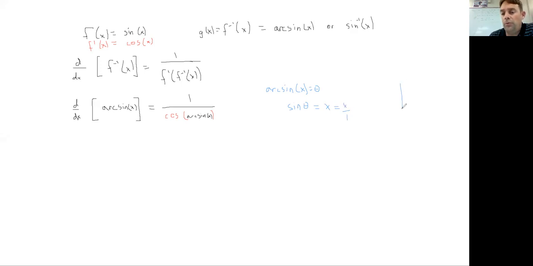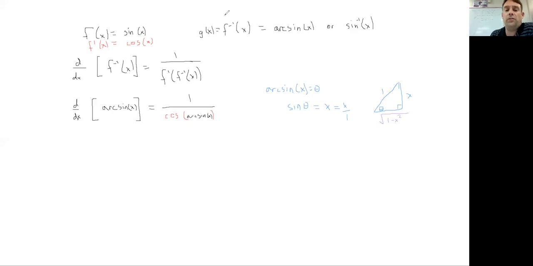Well, if I were to draw that triangle there, I get opposite over hypotenuse. And friends, do a little Pythagorean theorem, I'm pretty sure I get the square root of 1 minus x squared.